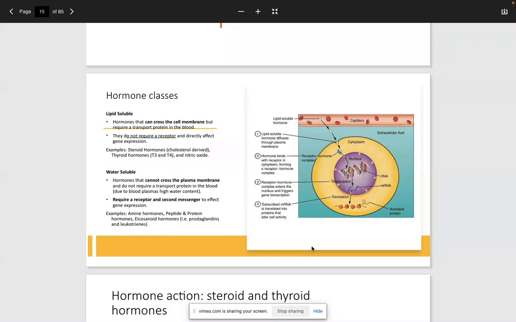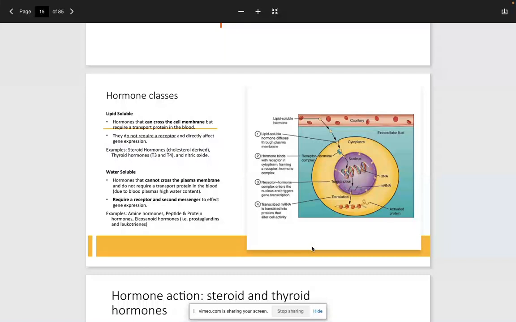gene expression. Some examples of lipid-soluble molecules are going to be steroids. Thyroid hormone as well, T3 and T4. So we know that steroids, for example, androgens, testosterone. Testosterone is going to be an example of a steroid hormone.